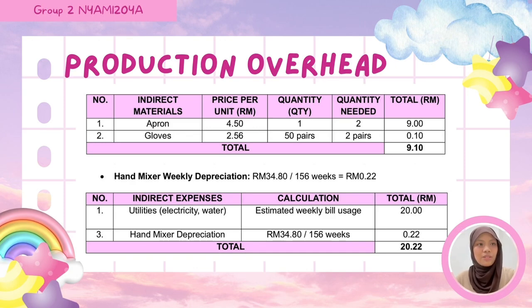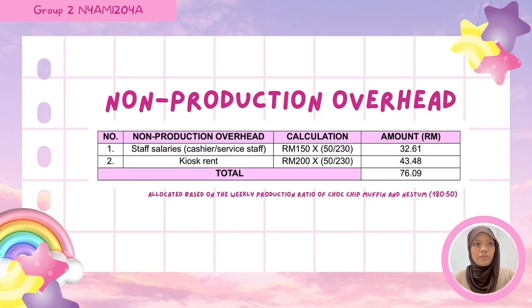As mentioned in our methodology, because this is a chilled dessert, the baking oven is not utilized. Therefore, our asset depreciation is restricted solely to the hand mixer, adding 22 cents to the process and bringing total production overheads to RM29.32. Our non-production overheads are calculated using the same 180 to 50 production volume ratio. This assigns RM32.61 for the cashier's salary and RM43.48 for kiosk rent, resulting in a total non-production overhead cost of RM76.09.